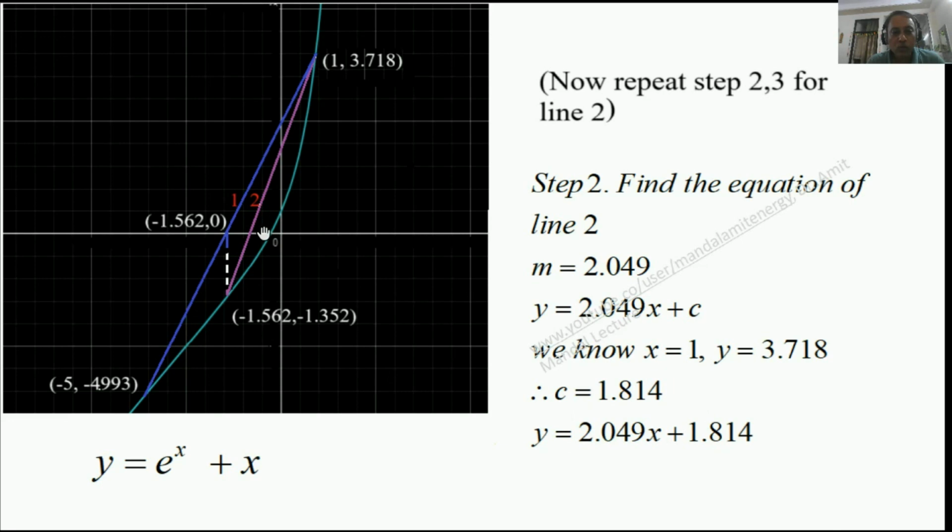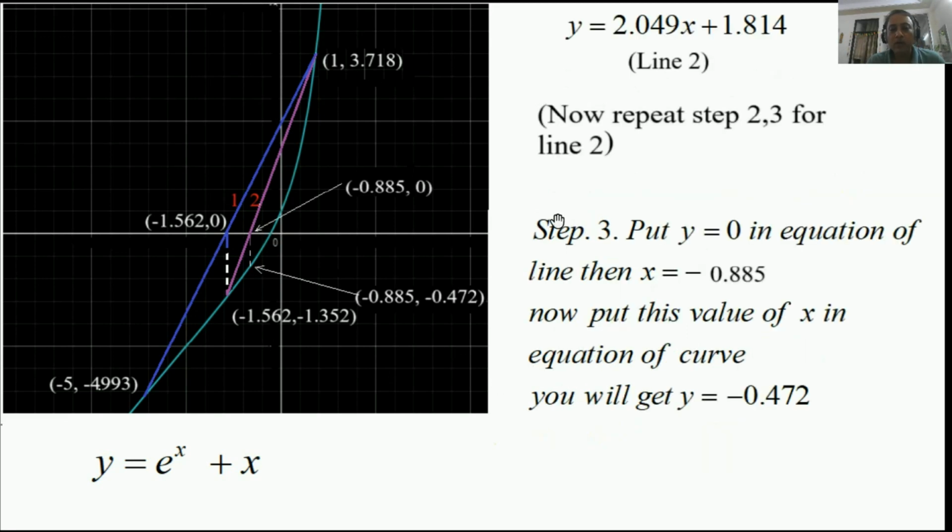Again, this second line also intersects the x-axis over here where y is 0. So how to find the value of x over here? Simple. Put y equals 0. So putting y equals 0, x comes out to be minus 0.885. Okay. Now in case I put this minus 0.885 in this equation, what y am I getting? I am getting y to be minus 0.472. So on this curve, when x equals minus 0.885, y equals minus 0.472. Okay, now again I can draw line 3 which is much closer to this root.